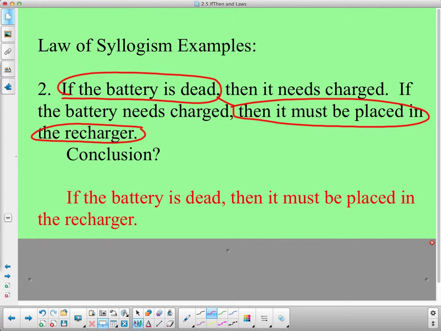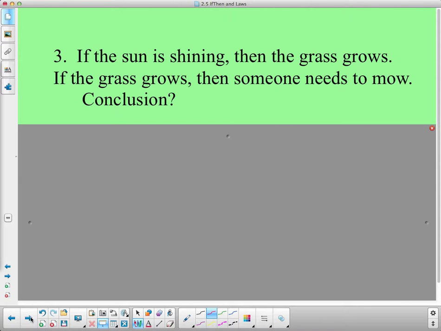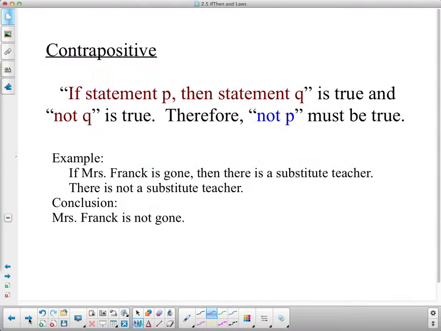Now, if I wanna really make it more difficult, I'll switch the two sentences. If the sun is shining, then the grass grows. If the grass grows, then someone needs to mow. If the sun is shining, then someone needs to mow. Okay, you guys are telling me you're good?